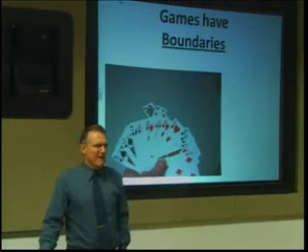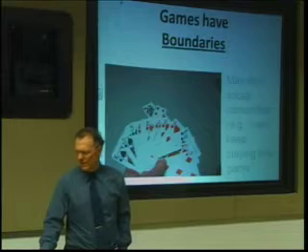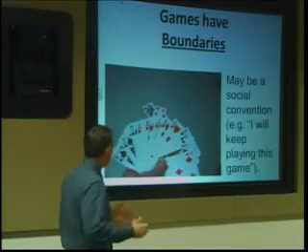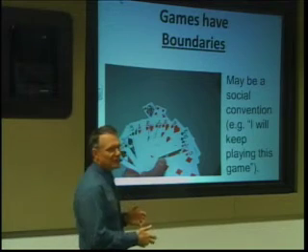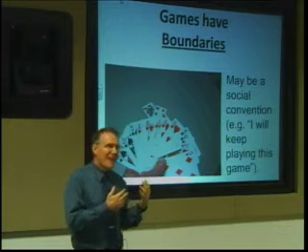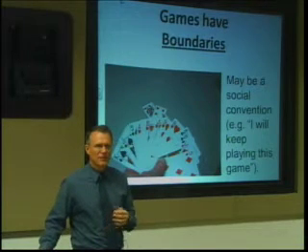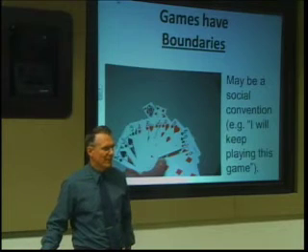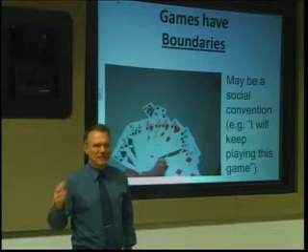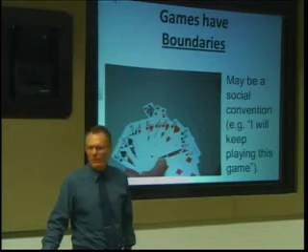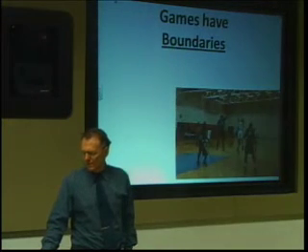Games may have less obvious boundaries, like in this hand of cards, we'll say it's Bridge, where there's this social convention: I will keep playing this game until it reaches its conclusion. That is one of the boundaries of that sort of game. And you can see there are other boundaries. You might say the card table is a sort of boundary. There is a highest possible card, a lowest possible card, trump cards, things like that. They're all boundaries in their own ways.